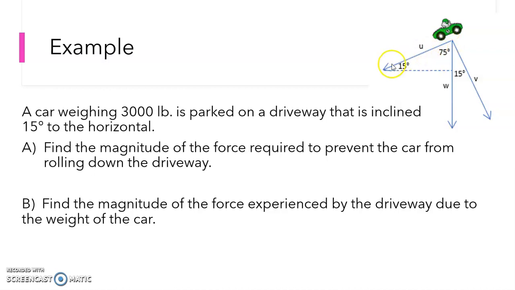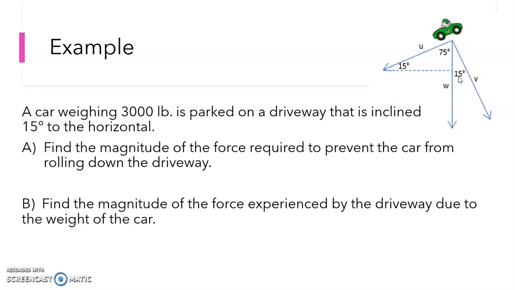Now, I also know that this driveway and this vector describing the force on the driveway meet at a 90-degree angle. So if this is 75, then this also has to be 15. So that's how I found all of those measurements.